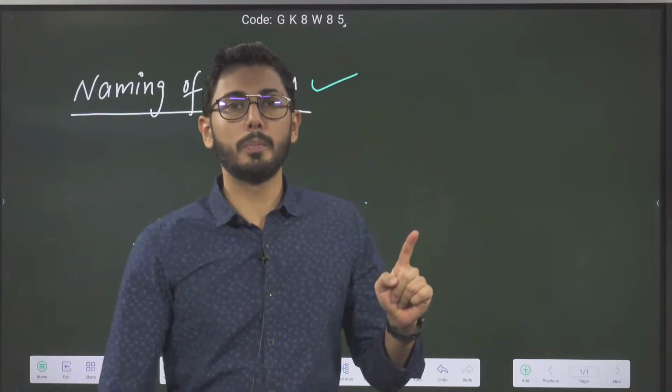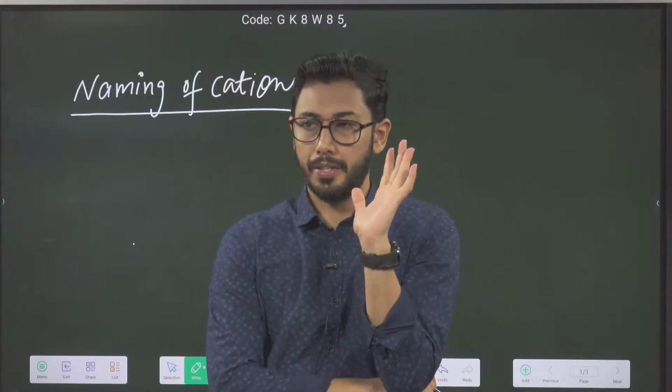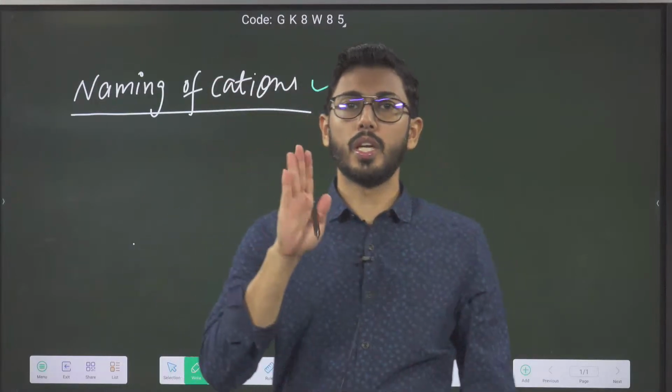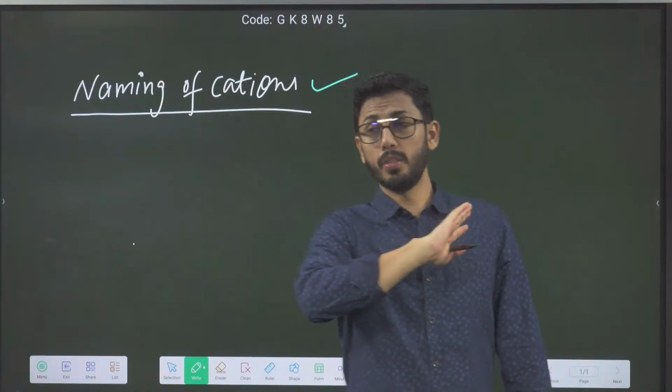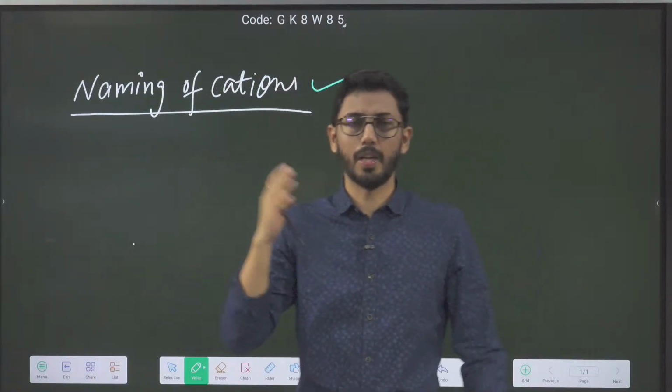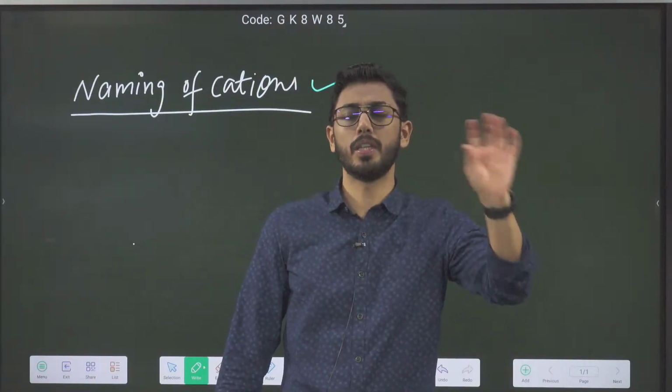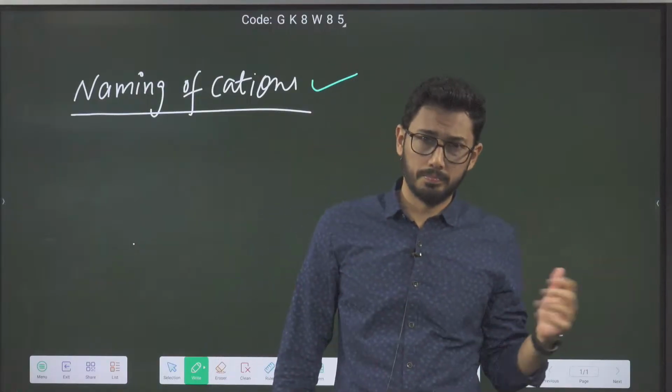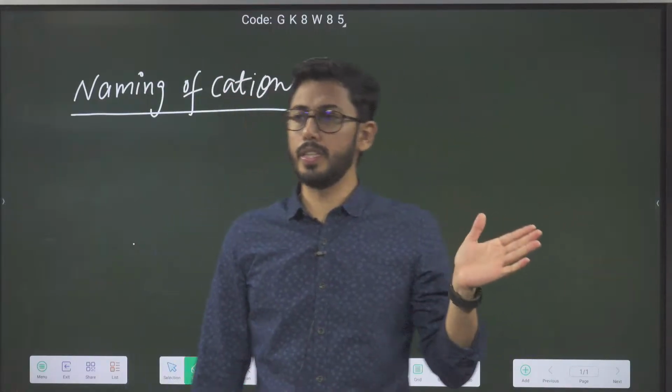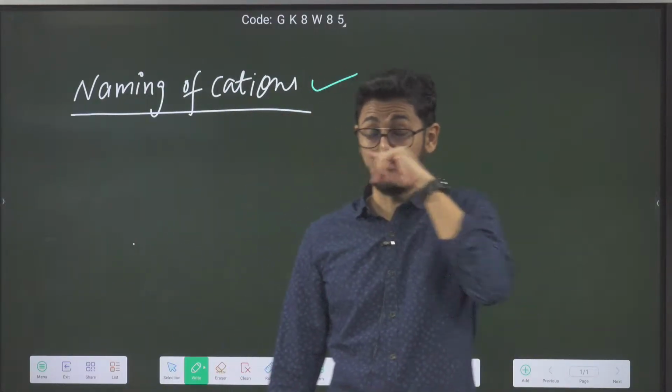Those cations in which the metal ions have only one oxidation state, or they contain only single type of positive charge: Na plus, Ca2 plus, Mg2 plus, Al3 plus, beryllium 2 plus, all these ions. That we have discussed.